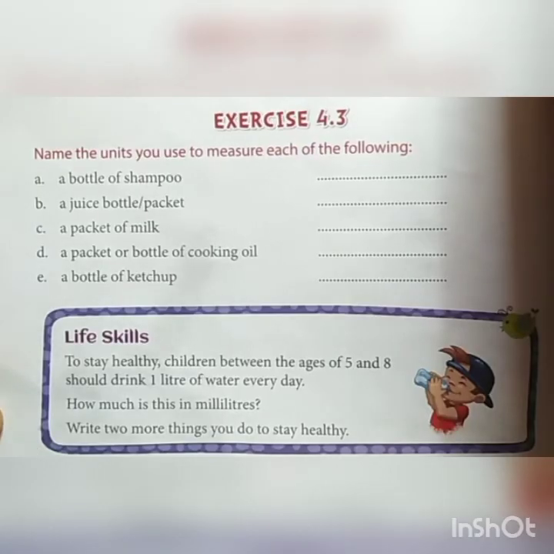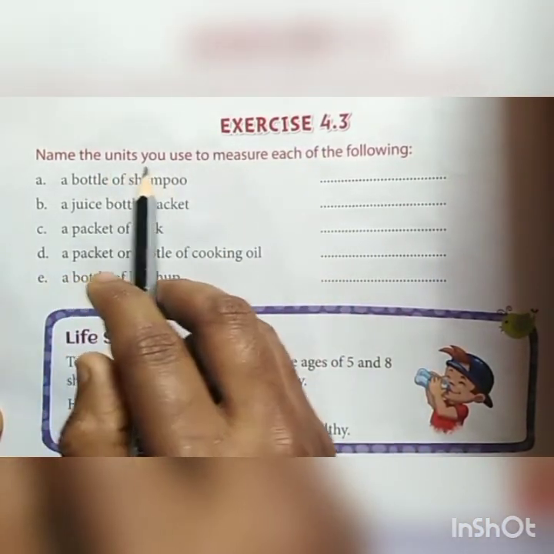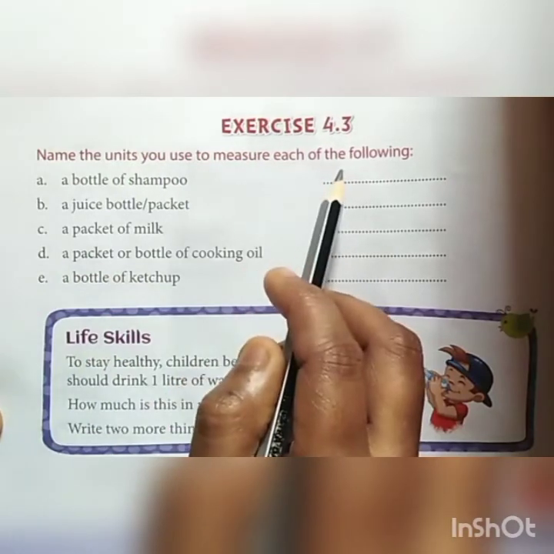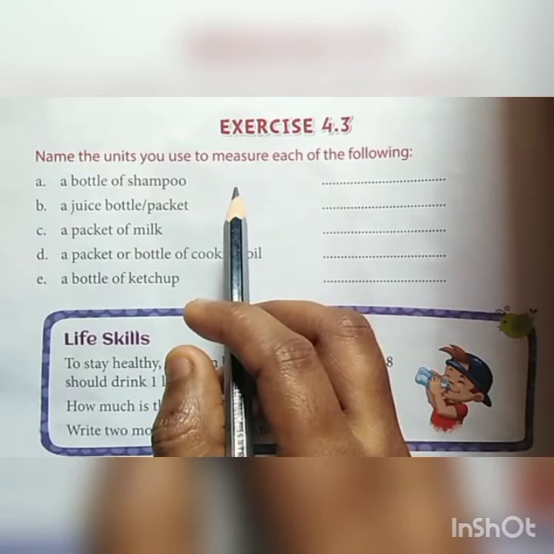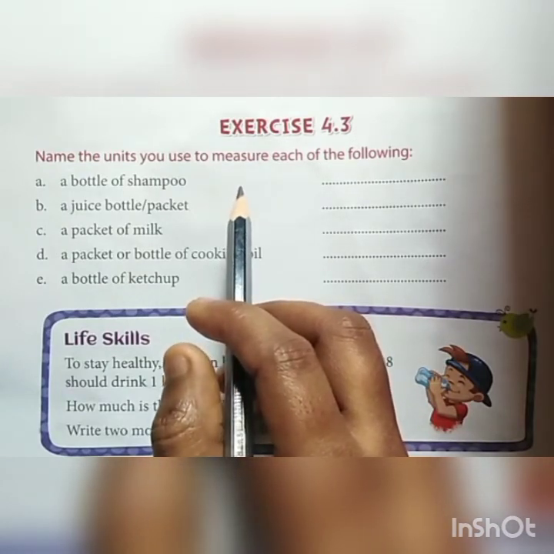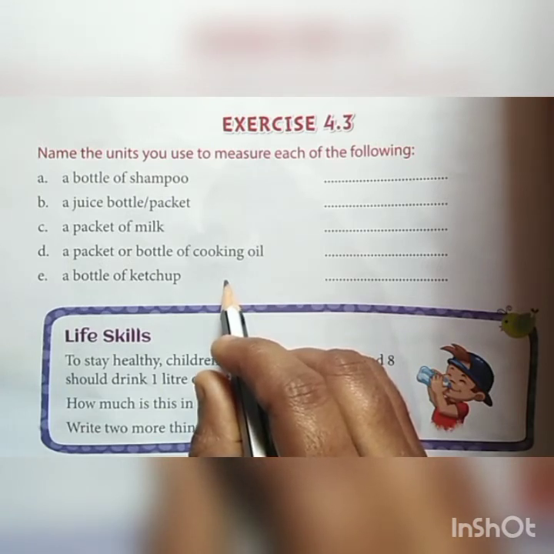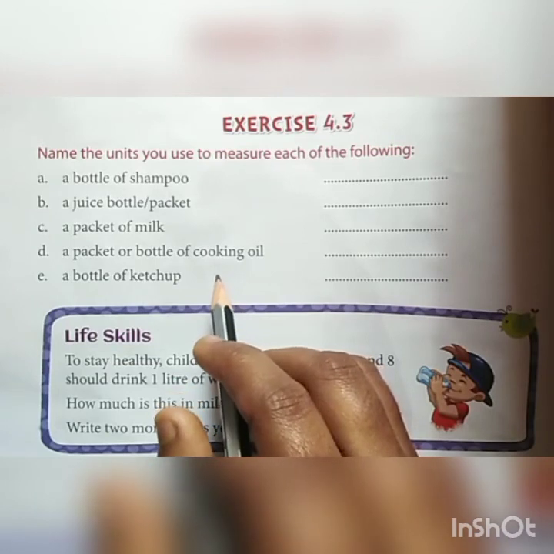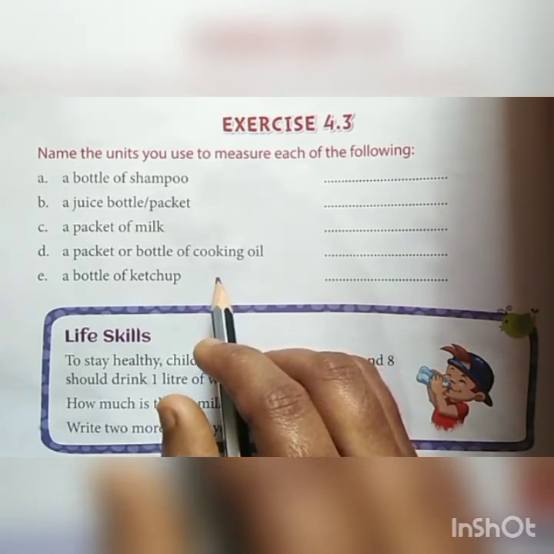Children, take the next page, page number 96, exercise 4.3. Name the units you use to measure each of the following. Children, just before we learned the units for measuring capacity. Which are the two units for measuring capacity? Yes, we learned that to measure small quantities we use the unit milliliters, and to measure large quantities we use the unit, yes, liters. So here some questions are given. We should write the unit for measuring the given objects.